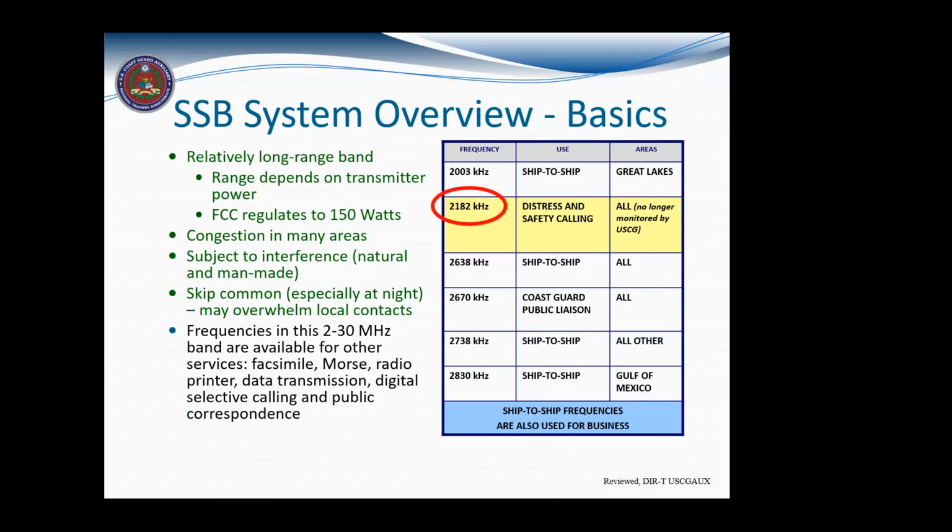But besides 2182, one of the questions they typically have asked is, what is an HF frequency that you can use anywhere? And typically, that's in the wrong place, I think. I think 2638 is the frequency that they're going to want you to know. Because 2638 can be used anywhere for communication between vessels. So don't pay attention to the bottom circle, move it up.